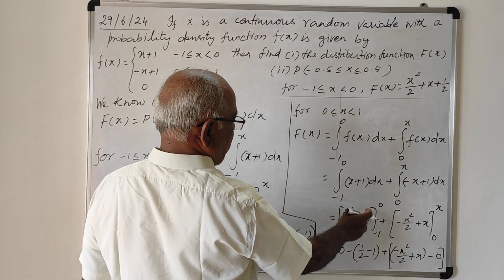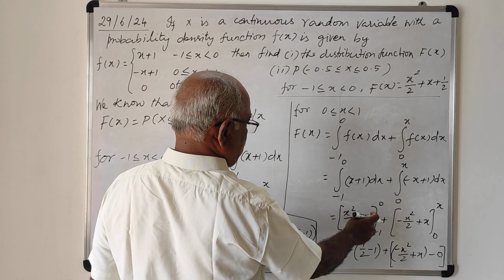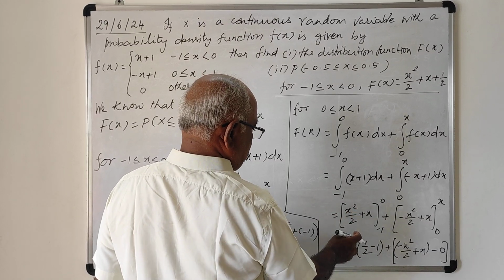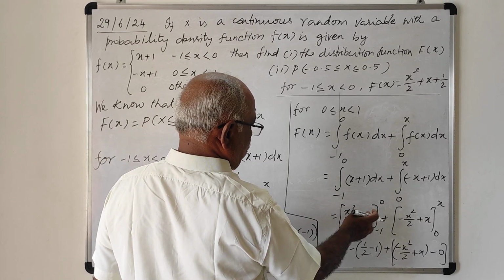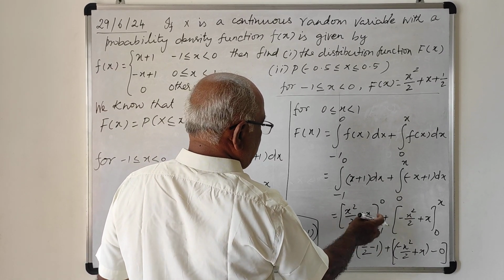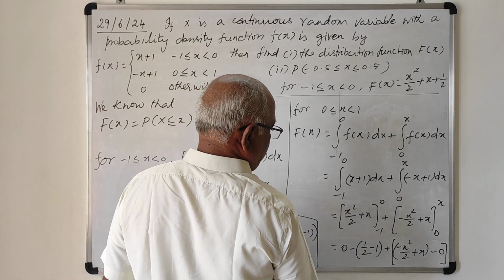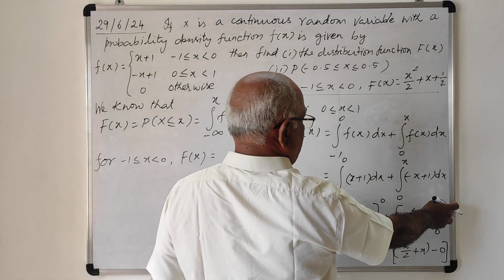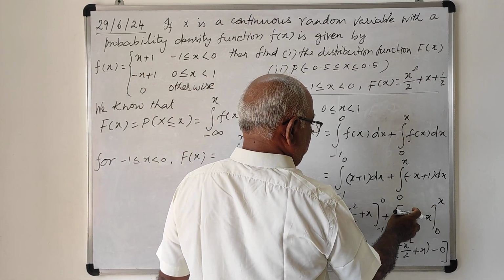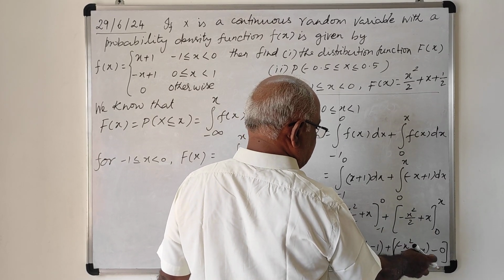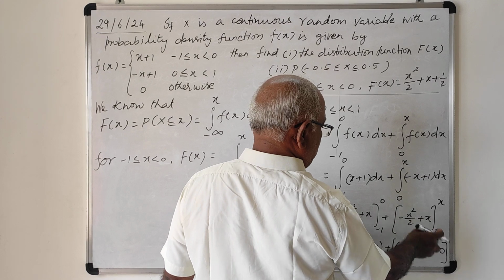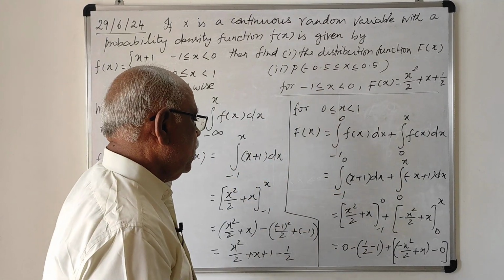First giving the upper limit for x equal to 0, this is 0. Minus the lower limit, minus 1 square by 2 is 1 by 2, plus x is minus 1. Similarly here, the upper limit gives minus x square by 2 plus x, minus the lower limit 0. Given x is 0, this is also 0.